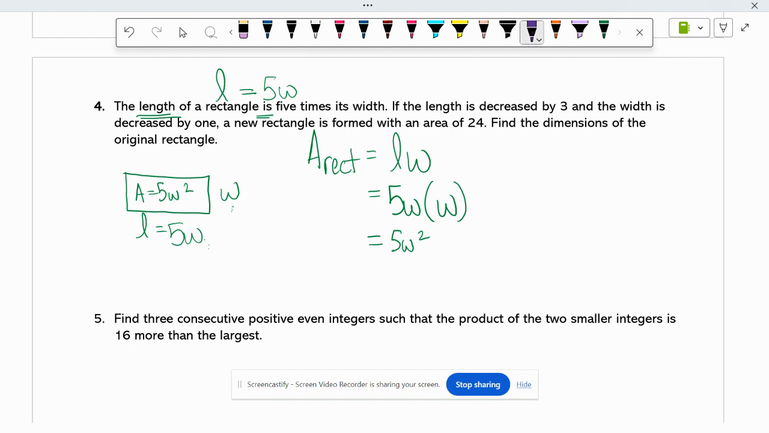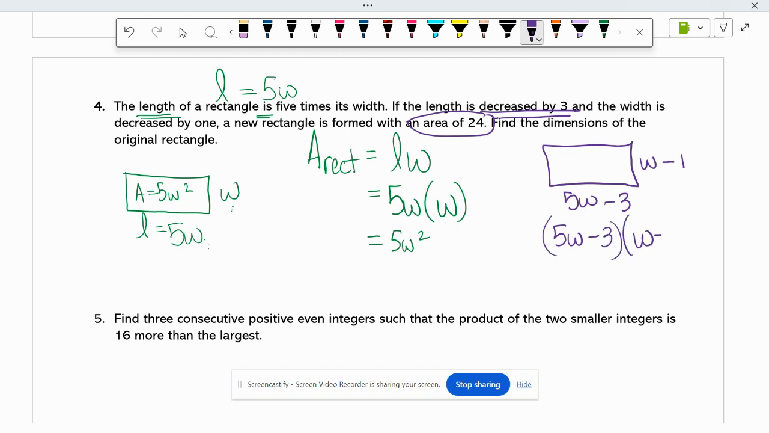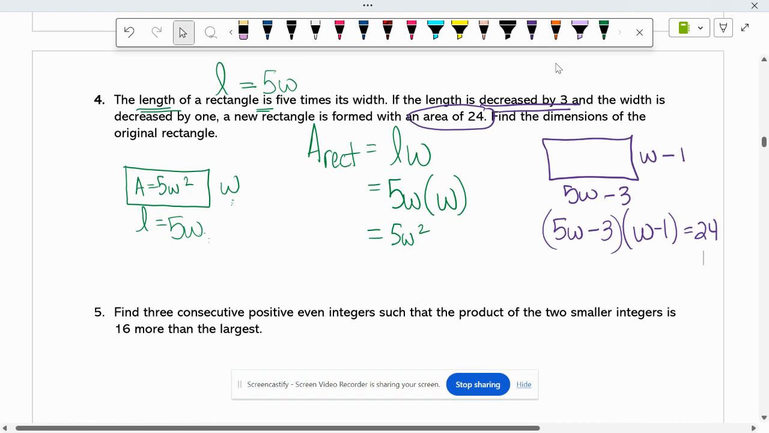Now it says we're doing something. It says, hey, if we take the length of that rectangle, which we know to be 5W, and we decrease it by 3, and the width, which is W, is decreased by 1, the new area is 24. So 5W minus 3 times W minus 1 is 24. How are we going to solve that?